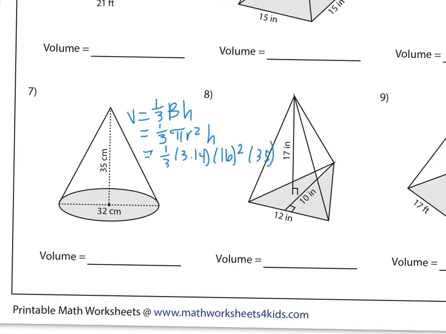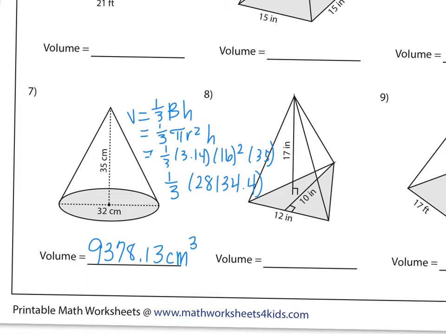So when we figure all that out, it's going to be 1/3 of 28134.4. And then when we take 1/3 of that, it is going to be 9378.13 centimeters cubed. Now we're going to take a look at number 8, which is a pyramid, and it's a triangle base.